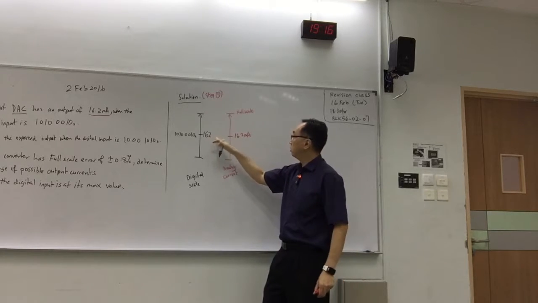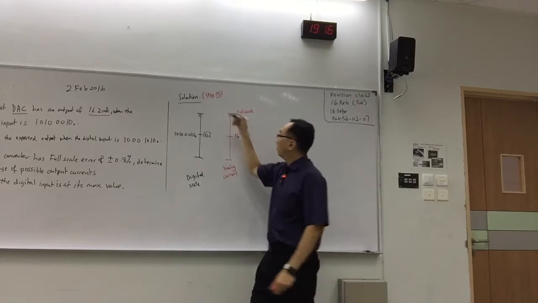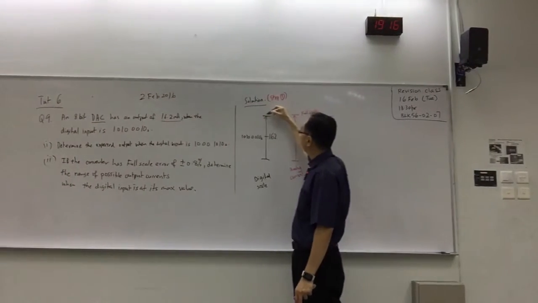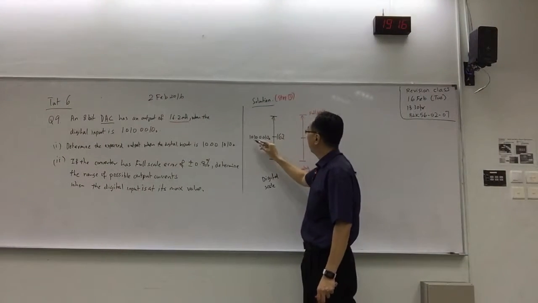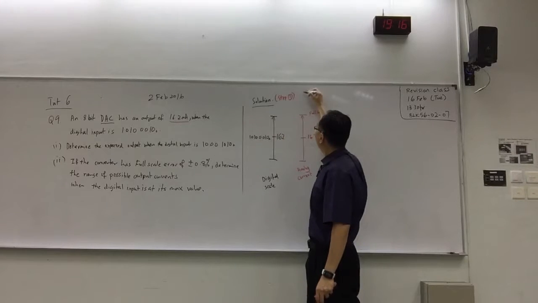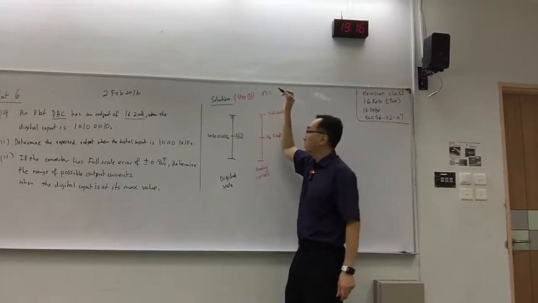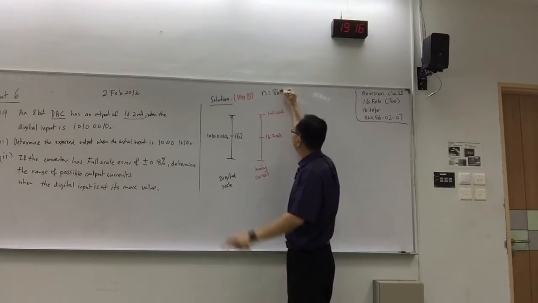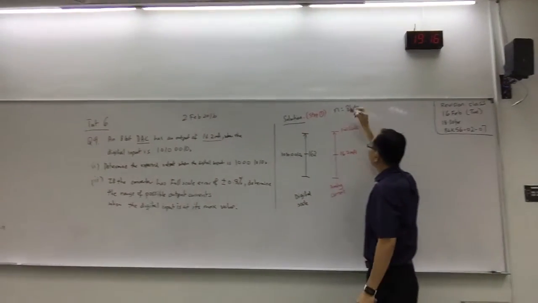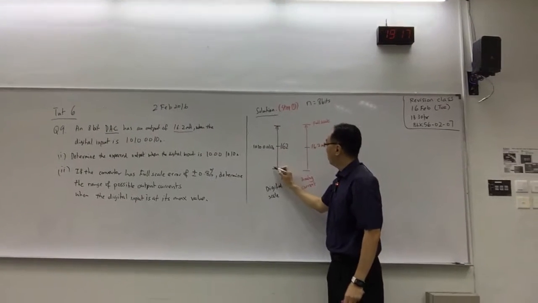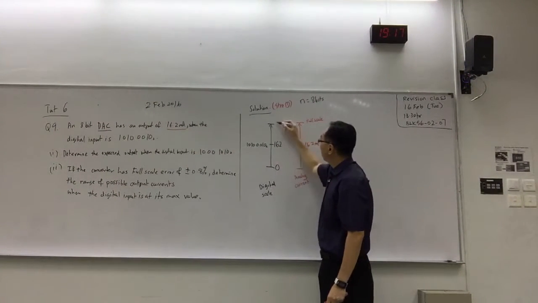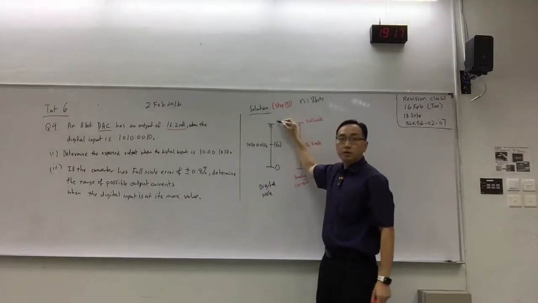Here is the digital scale, here is the analog. Now, can somebody tell me what is the maximum here? How many bits is this, by the way? N is what? 8 bits, right? So what is the maximum here? Because here it is 0. Can somebody help me? 255.